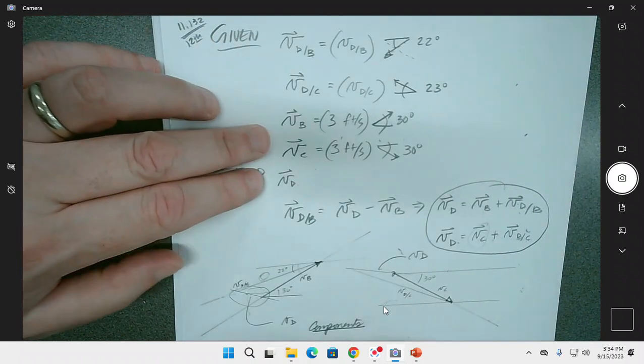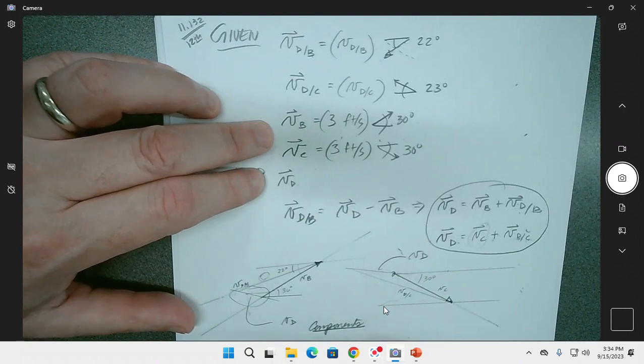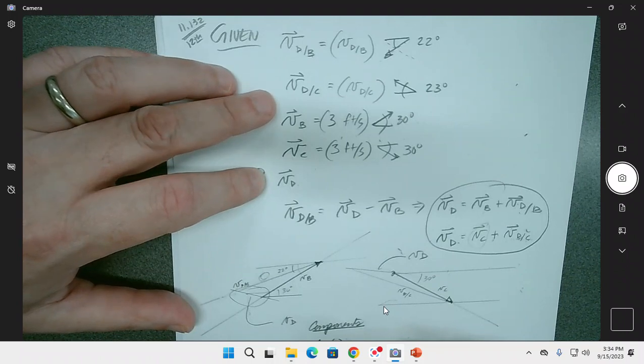At least I'll go B first. That's gonna be positive. And cosine, I have that right, cosine of 30. And then D with respect to B is going to go negative. VD with respect to B is going to be negative and make it cosine of 22.